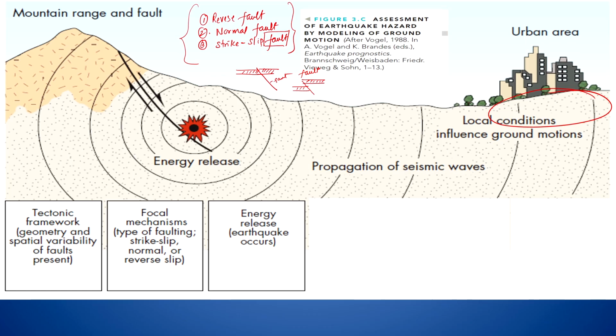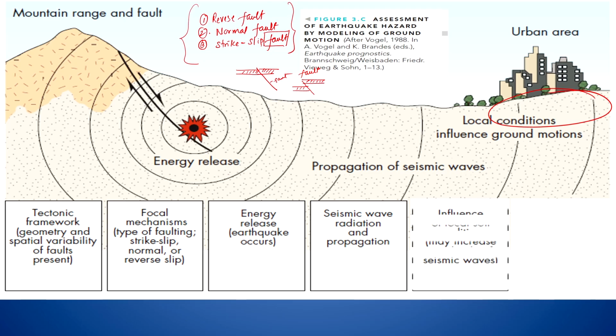Okay. So, we should also know what types of faults are present in our neighborhood. And the energy released, and at what depth the earthquake is likely to occur, because that is going to affect the intensity of ground shaking. Then we are talking about the seismic wave propagation, or radiation and propagation. So, how far the seismic waves will affect. Then the influence of local soil condition.